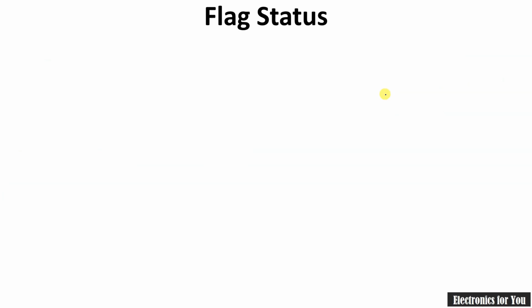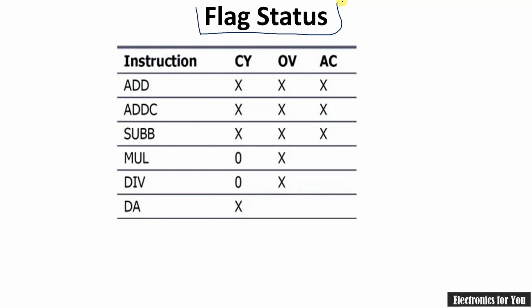Now let us talk about the flag status after execution of the different mathematical or arithmetic instructions. Here the carry flag, overflow flag and auxiliary carry flag may be affected. X indicates don't care, so X may be 0 or 1. The carry flag may be affected after addition, addition with carry and subtraction instructions. All these flags, that is carry flag, overflow flag and auxiliary carry flag, will be affected.